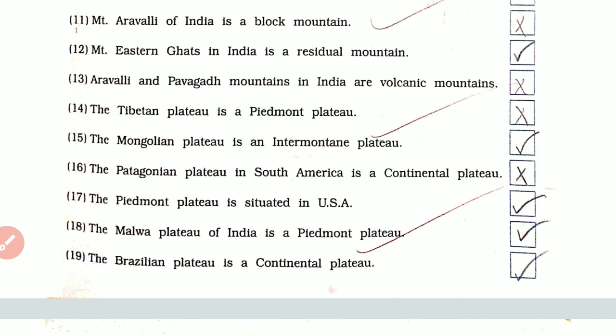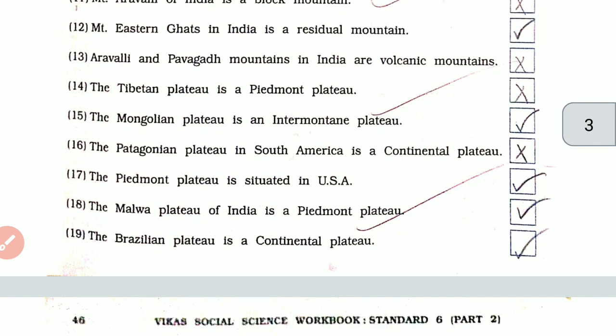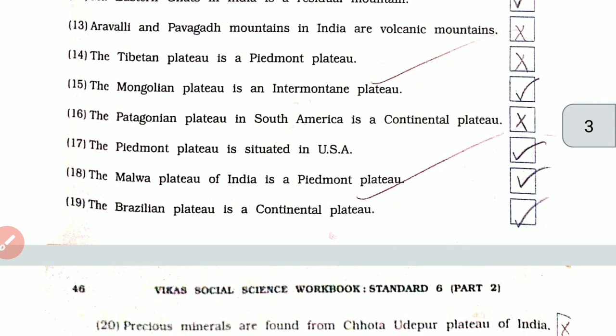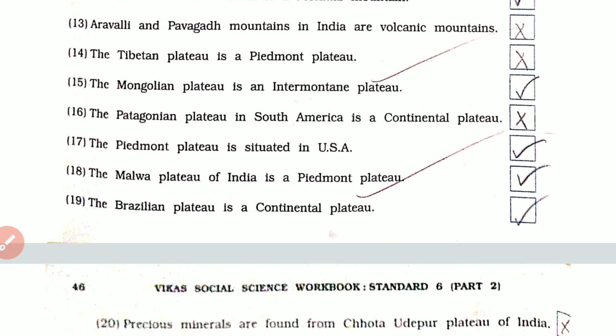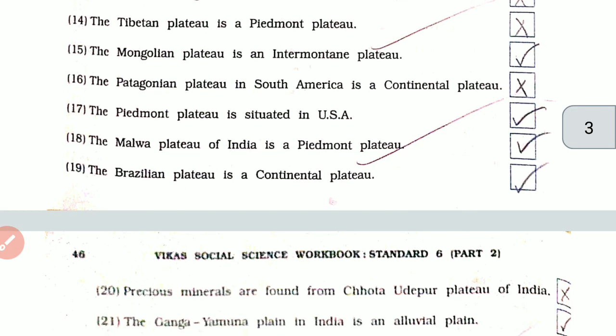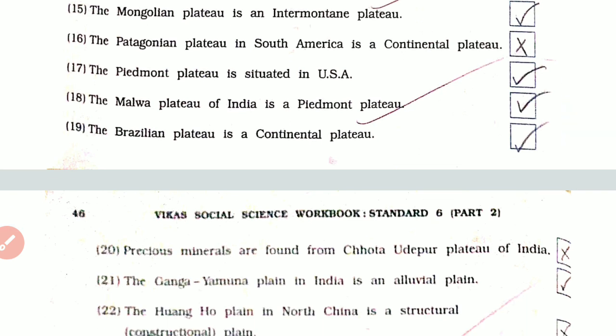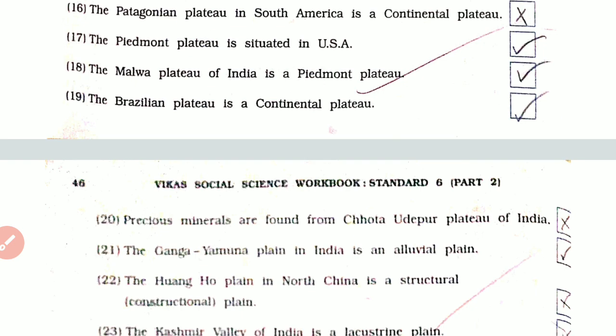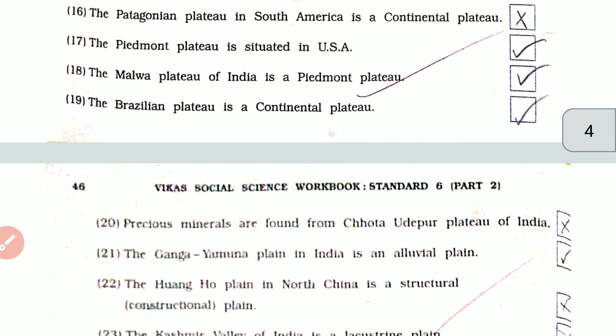11 number, Aravalli of India is a block mountain, false. 12 number, Eastern Ghat in India is a residual mountain, true. 13 number, Aravalli and Pavagadh mountain in India are volcanic mountain, false. 14 number, the Tibetan plateau is a Piedmont plateau, false. 15 number, the Mongolian plateau is an intermountain plateau, true. 16 number, the Patagonian plateau in South America is a continental plateau, false.